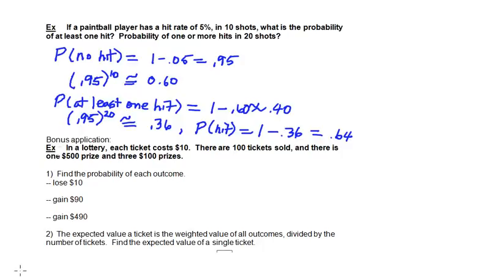This last application is not really in the scope of the course, but there are so many people that buy lottery tickets, I thought this would be helpful. So we have a lottery where each ticket costs $10. There are 100 tickets sold, and there is one $500 prize and three $100 prizes.